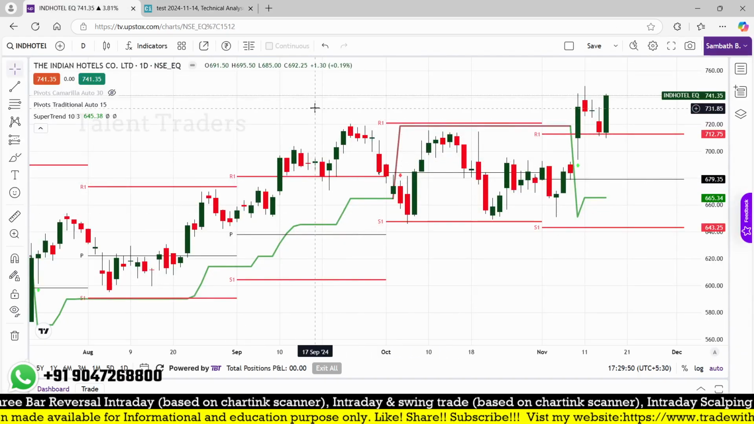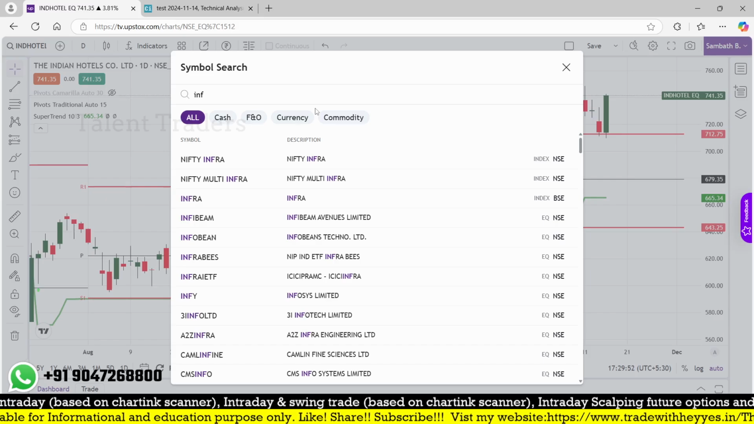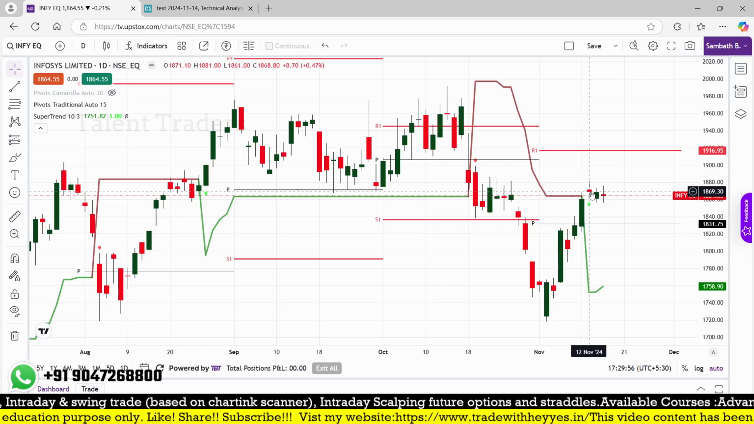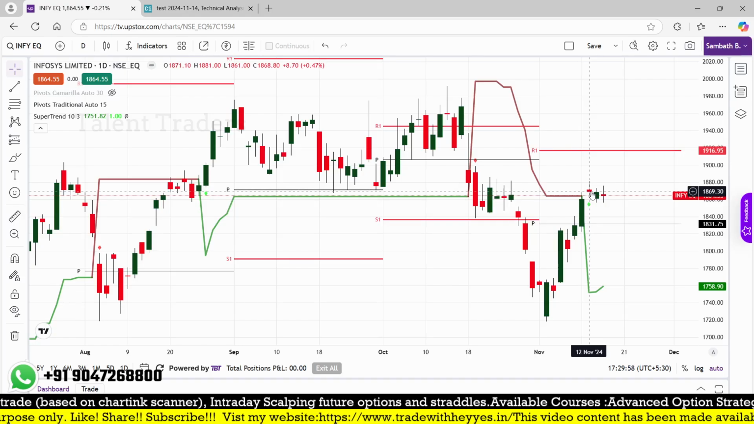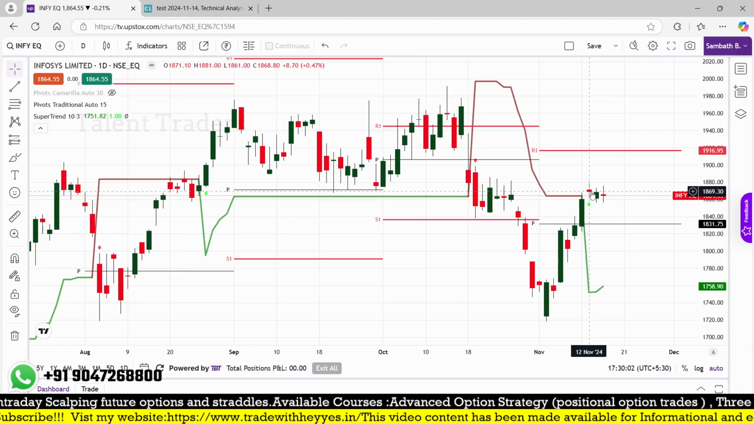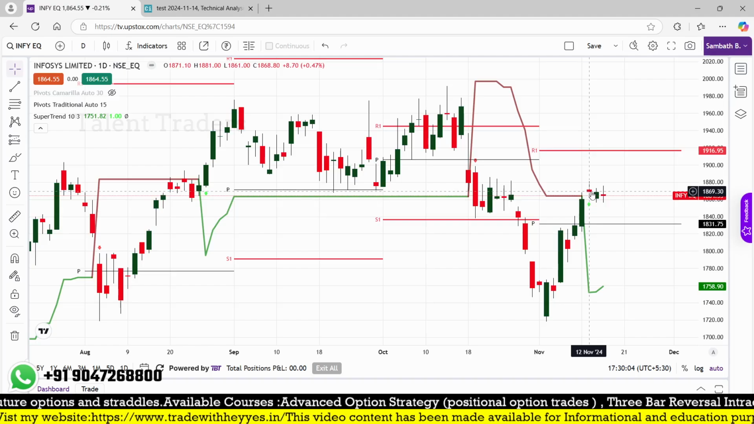If you are checking Infosys on November 12th, it may be a Supertrend buy on the daily time frame. So you should get clear about this: on November 12th, it is forming a Supertrend buy signal.